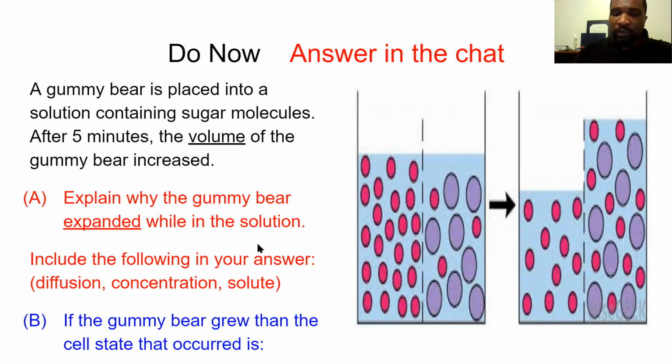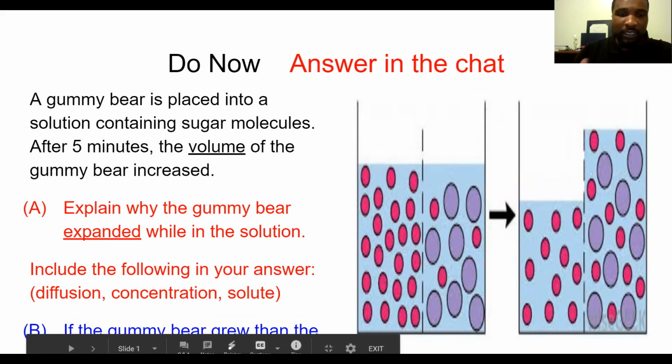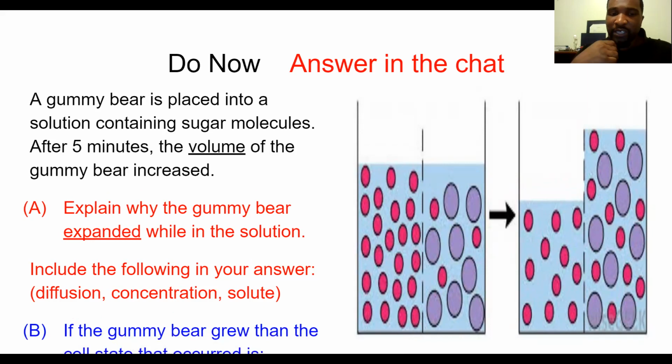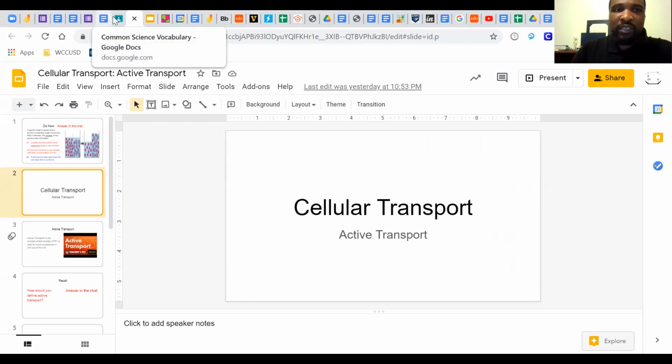Then with part B of this, and it might not be easy to see, but with part B, it says if the gummy bear grew, then the cell state that occurred is. So part B is a sentence stem. So it's for those kids who they're not advanced, but they're working their way there. So all they have to do is identify something and just fill it in into that stem. So this is another example of a way to start the class off. And it's a great strategy there because of the differentiation piece.